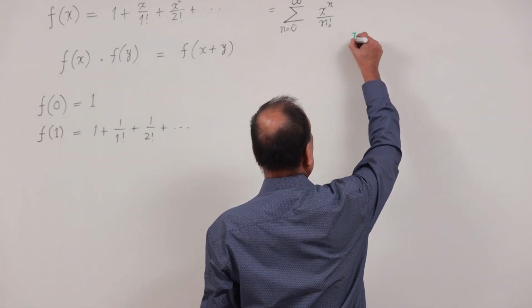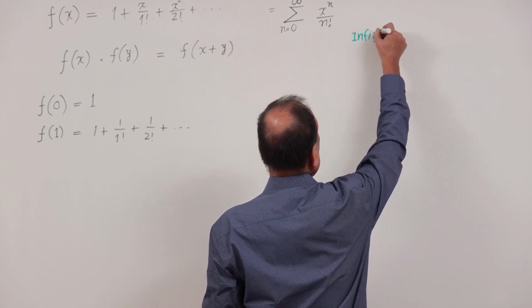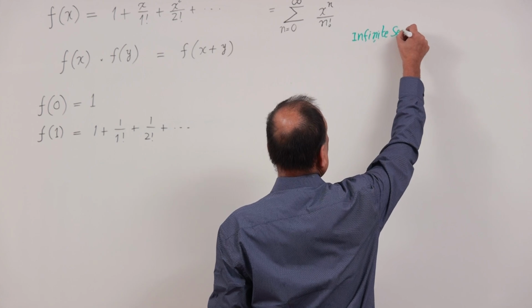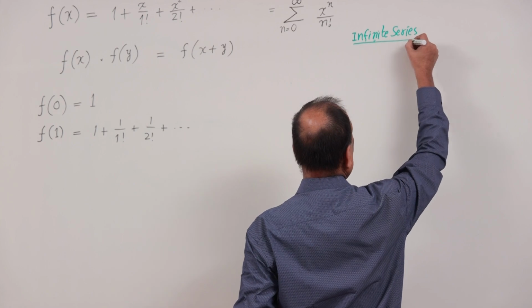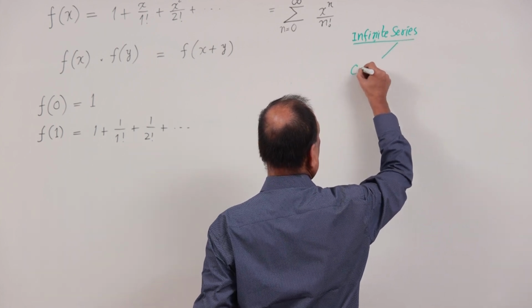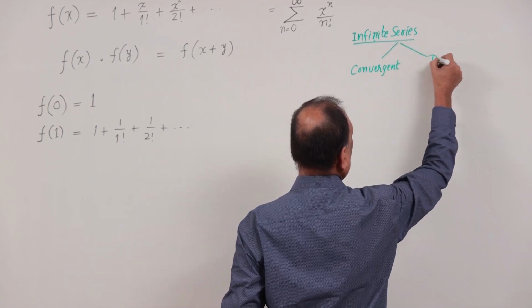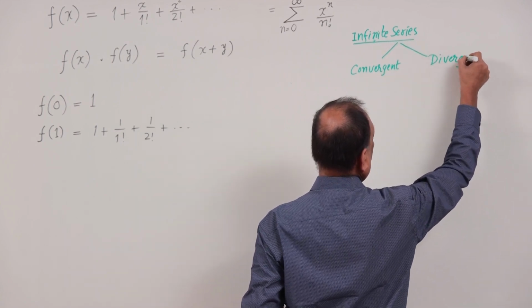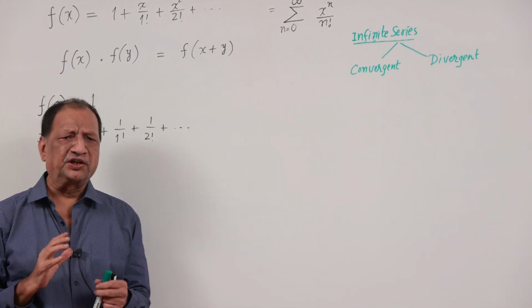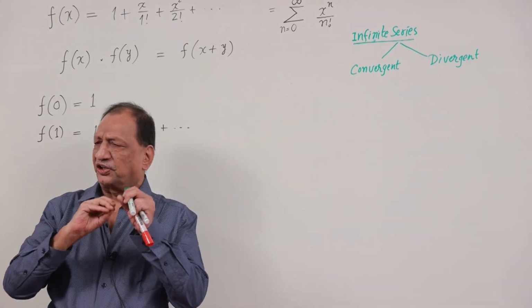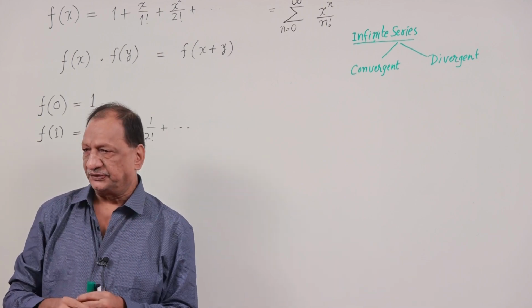So when you have an infinite series, any infinite series, the basic question you must ask first before you do anything with the series is whether it is convergent or it is divergent. Convergent means it converges to a finite value. So it's got a limit there. So that means you can assume that value is correct. That limit value is correct.